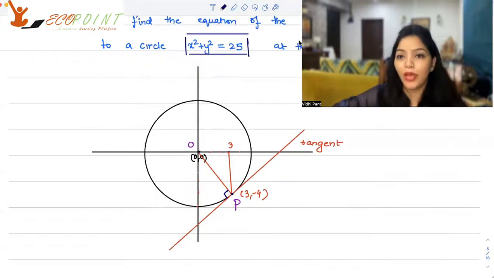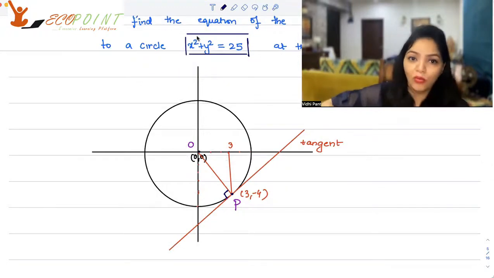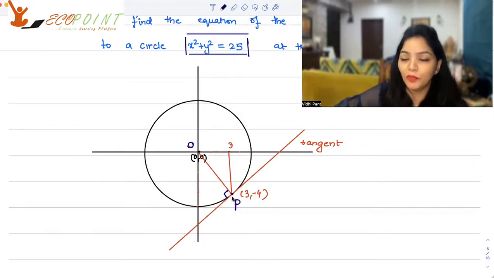Now you have 2 points, O, which is your center, and P, which is a point here. You have coordinates for both these points: 0, 0 for the center, and 3, -4 for P. Given 2 coordinates like this, can you find the slope of this line, which is perpendicular to the tangent? Yes, of course I can. Using the 2-point slope formula, change in y upon change in x, right? That's what you have to find out.